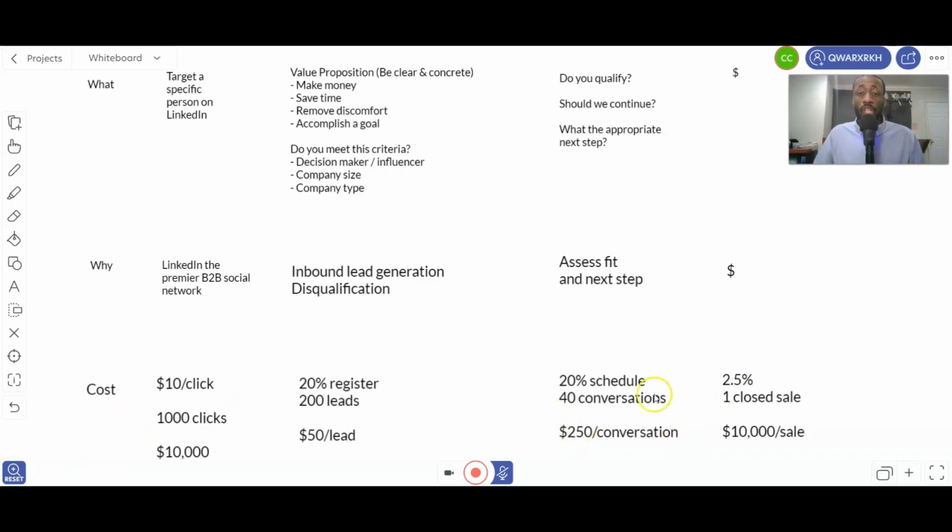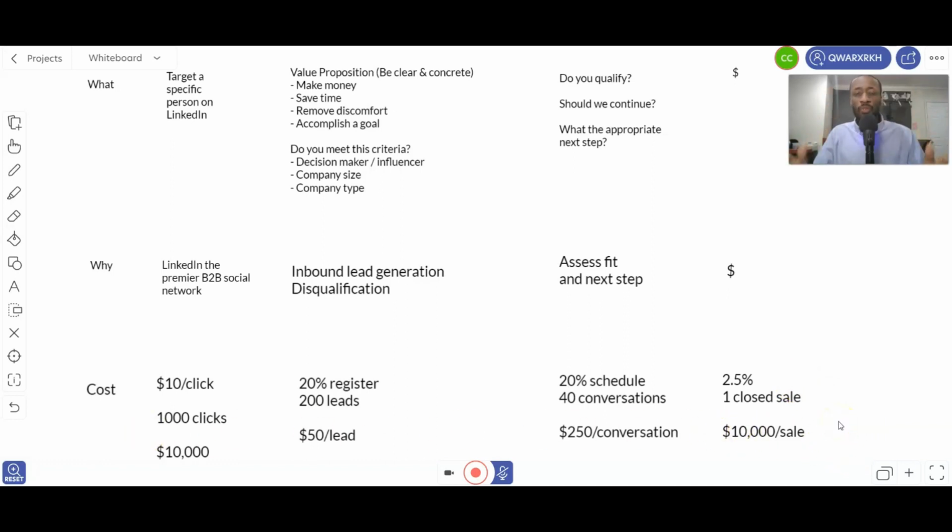Okay. So you have these conversations. Let's assume that 2.5% of the people who you speak to end up becoming a closed sale. Okay, so that's 1 out of 40. So that's one closed sale as a result of this entire process. That means it cost your company $10,000 to close a sale.